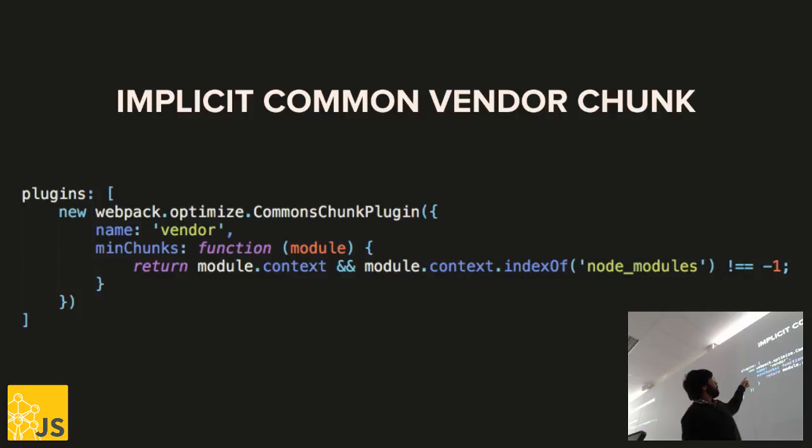So basically, I use the CommonJS plugin. I specify the name of my bundle, and I pass a function to min chunks, which is an option in the CommonJS plugin, where I tell it to include all of the libraries which are present in Node modules, which basically means I'll have all of the vendor code from Node modules in a separate file called vendor.js, which I can ship to the client.